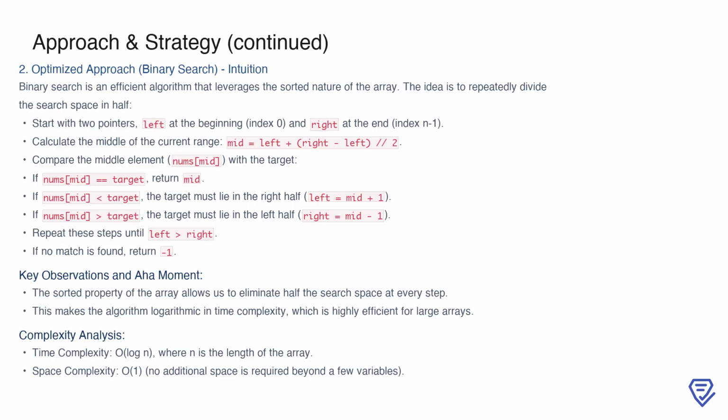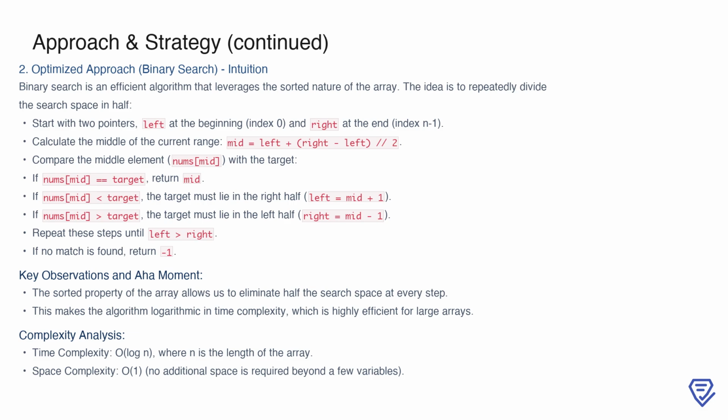Conversely, if the middle value is greater than the target, the target must be in the left half, so we move the right pointer to mid - 1. We repeat these steps, continually halving the search space until the pointers cross. At that point, if no match is found, we return -1.